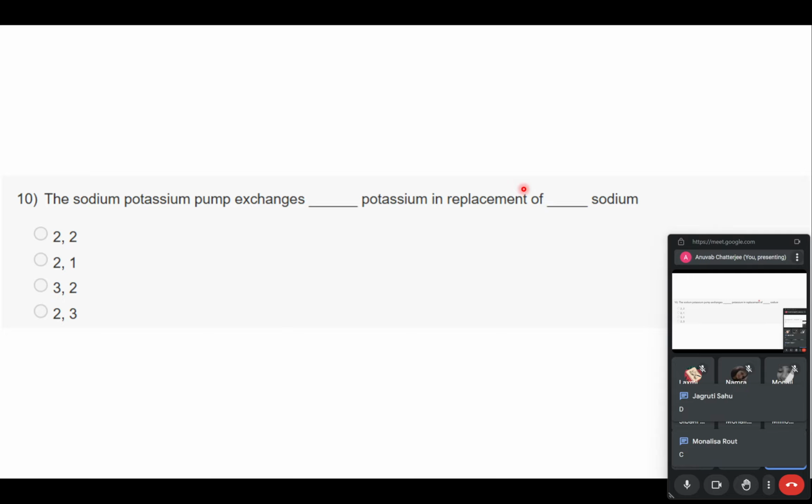So Aruna says it is C, 3 and 2. Jagruti says it is D, 2 and 3. Mona Lisa says it is C, 3 and 2. Trupti, Shanti Priya, Shraddhanjali say it is D. Surajit, Lakshmi Priya, Kamlesh say it is D. Priyanka, Mona Lisa and Sunita also say it is D. Namrata also says that it is D. That it is 2 potassium in exchange for 3 sodium. Okay.